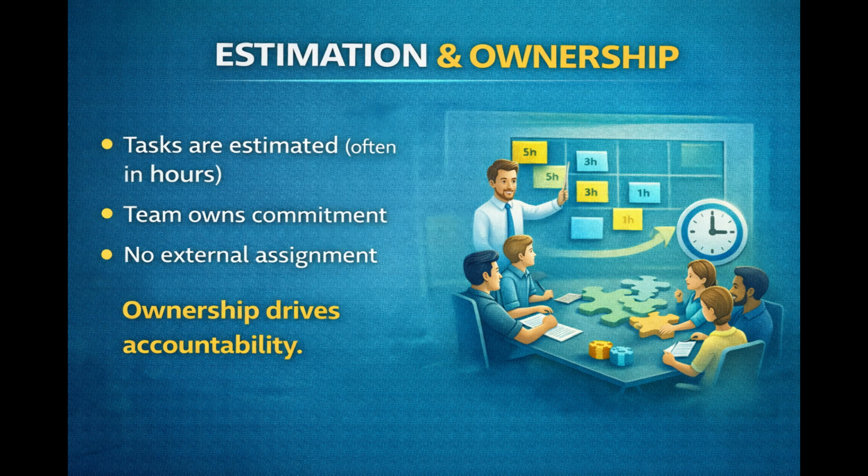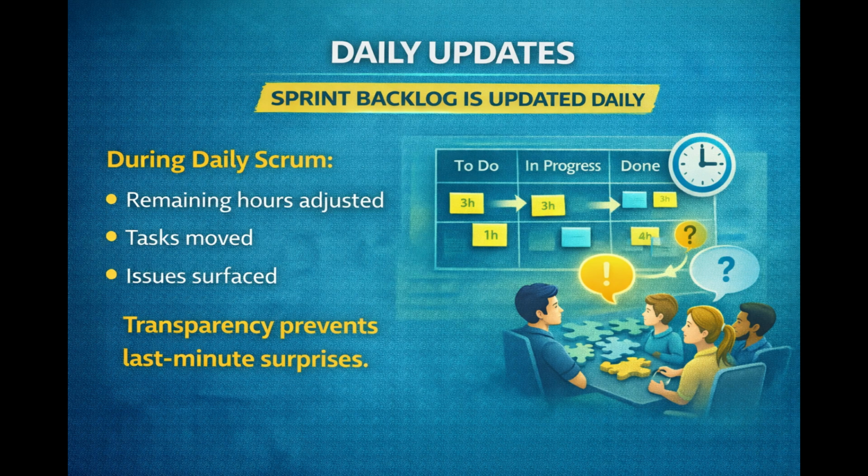Estimation. Most teams estimate tasks in hours. This gives visibility into capacity. But here's the rule. The team owns the estimate because they own the commitment. Daily updates. During the sprint, the sprint backlog is updated daily, often during the daily scrum. Remaining work is recalculated. If new information appears, estimates adjust. Transparency prevents last-minute panic.